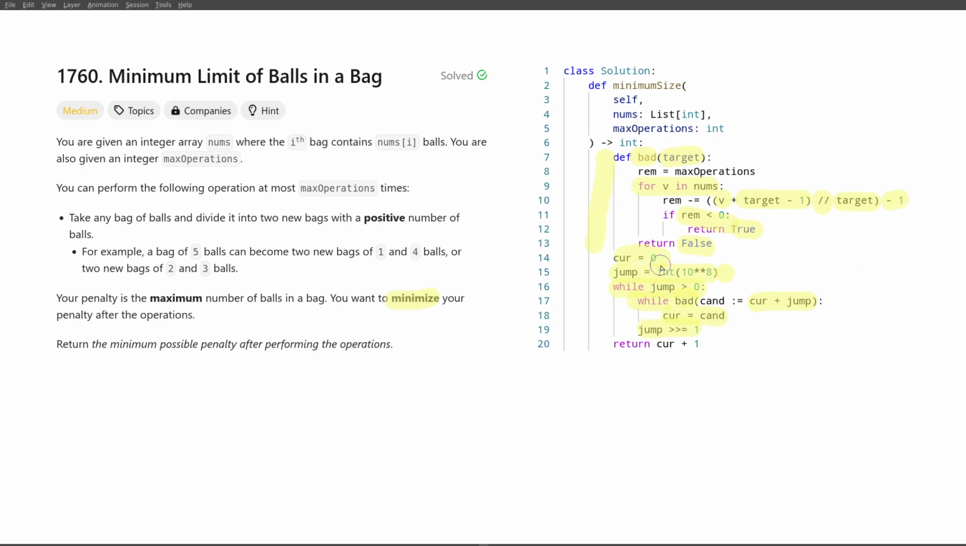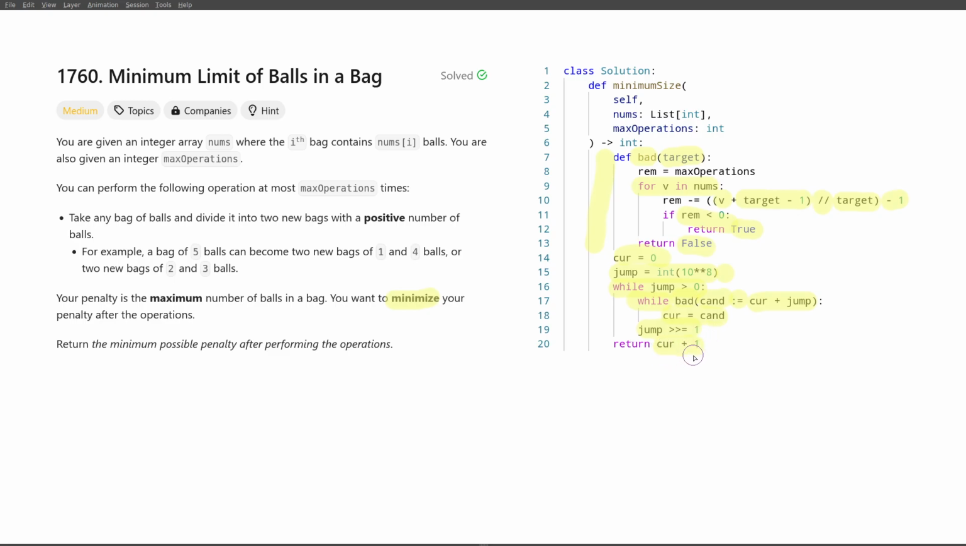And to write it in a concise fashion, we can use this walrus operator. So we run bad of cur plus jump, and this is our condition in the while. But we'll also remember cur plus jump as cand for us to here write that cur equals cand. And of course, at the end, we return cur plus 1.